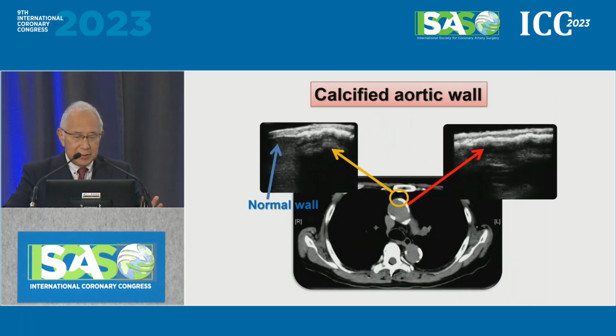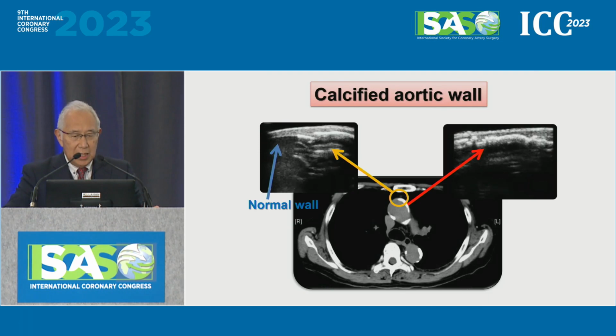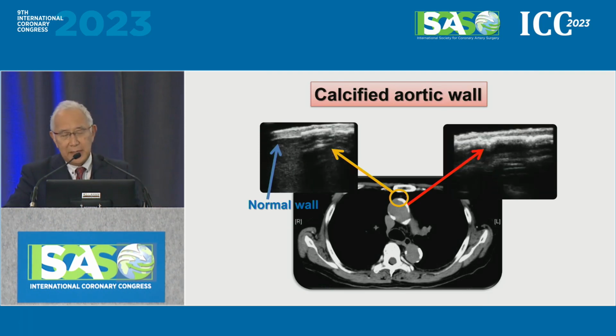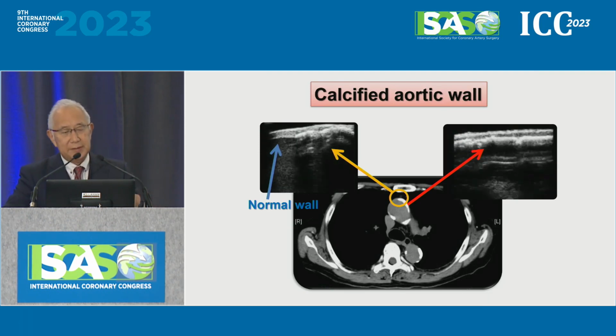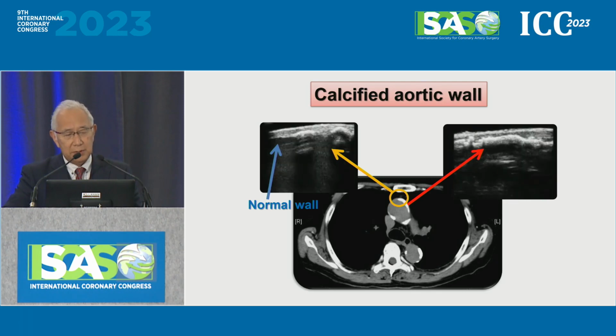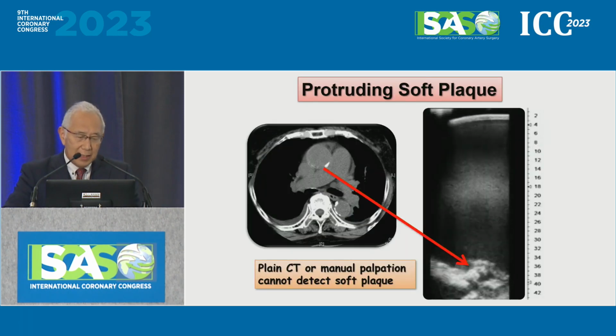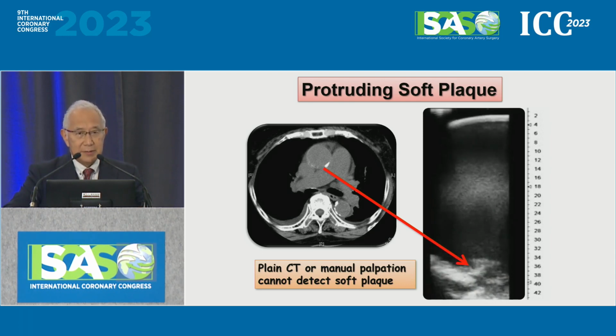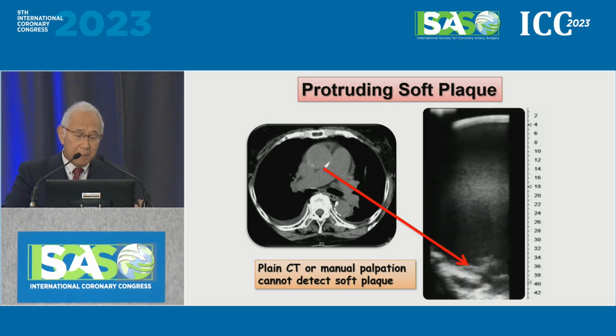So this is the most typical case. As you know, you can detect this by plain CT, and you can also palpate this kind of calcification. But echocardiography clearly shows the border of the normal aortic wall and the calcification. And this is a protruding soft plaque. Plain CT or manual palpation cannot detect this kind of soft plaque, but aortic ultrasonography can find it.